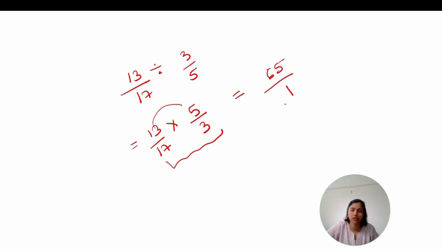Take one more example, 13 by 17 divided by 3 by 5. We just need to flip the divisor. We need to multiply the dividend by the reciprocal of the divisor. So we simply need to multiply numerator with numerator and denominator with denominator.